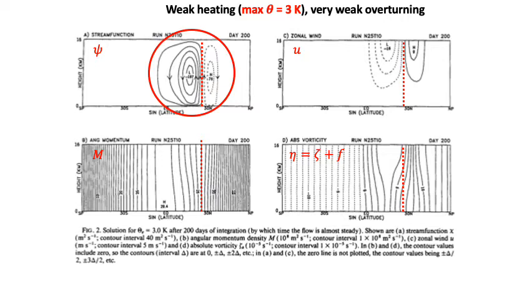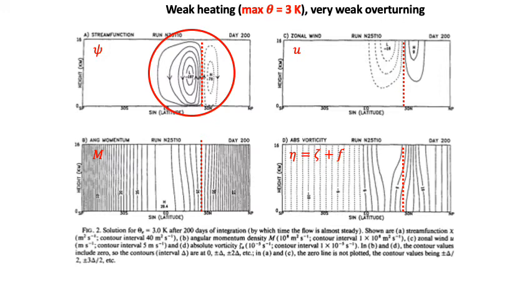So in the top left is the stream function, where you can see you actually get a very weak overturning. And this overturning is actually, I'll come back to this, driven by viscous forces. It actually doesn't need to be there at all in the absence of viscosity. And then you'll notice in the top right is the zonal wind. So you have easterly flow equatorward of the peak heating latitude, and then westerly flow poleward of it.